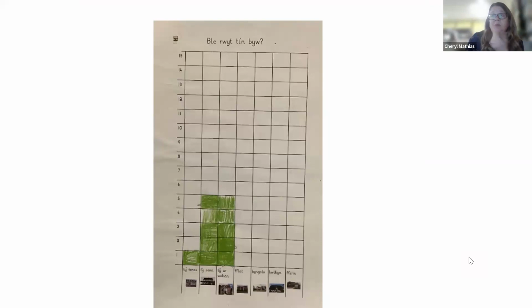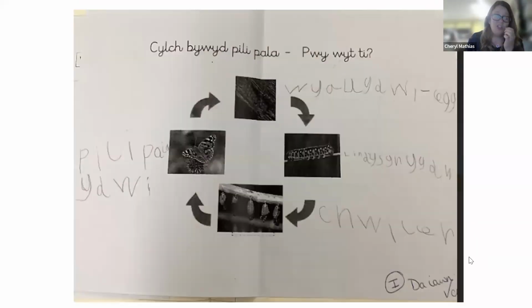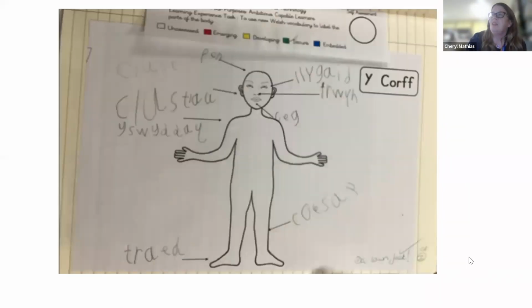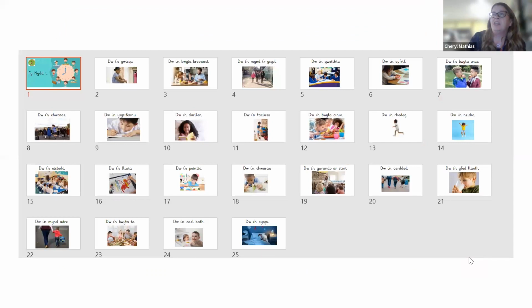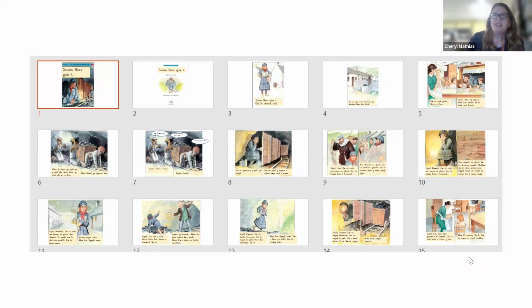"Ble wyt ti'n byw", bar charts in their maths. "Pwy wyt ti" for the life cycle of the caterpillar. Labelling the parts of the body. Going through the parts today, one of the little books I made, Susan Rees, the pit girl. I'd also translated some of those into the simple Welsh patterns that they've used. So we read that together as a class.